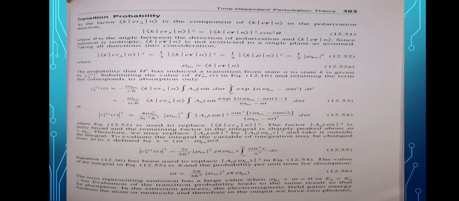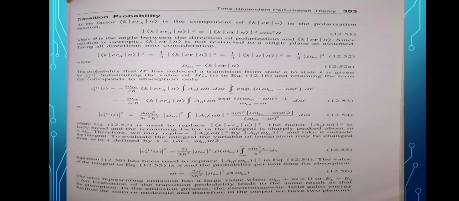Then we can simplify, and on taking the square of this term, we get C_k dash of t the whole square is equal to 4 omega_kn square divided by 3 c square h cut square mu_kn square, integral modulus of A0 of omega square, sine square omega_kn minus omega into t divided by 2, the whole divided by omega_kn minus omega square d omega. Now let's replace the whole square by this term.